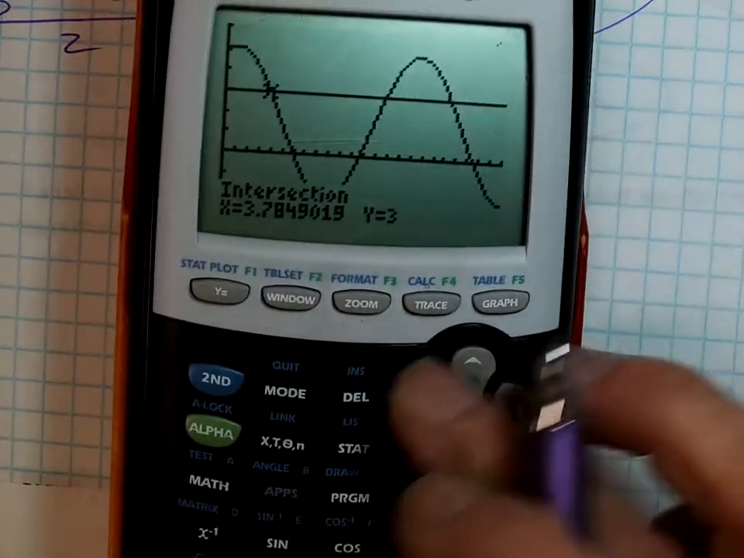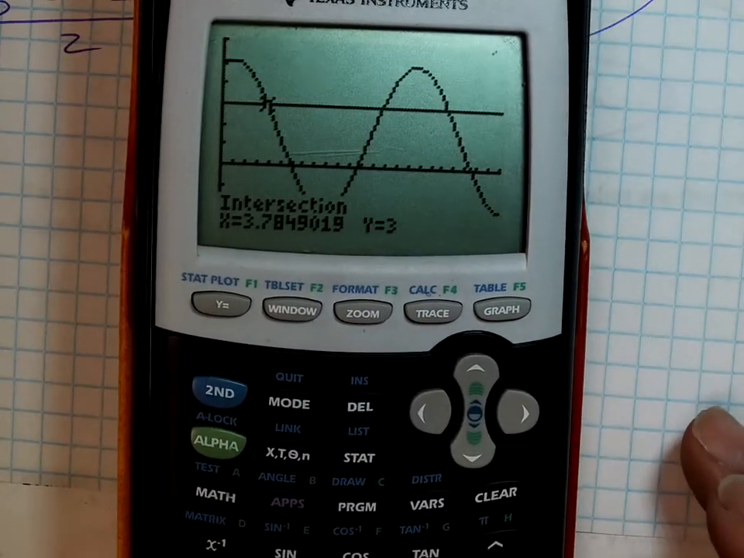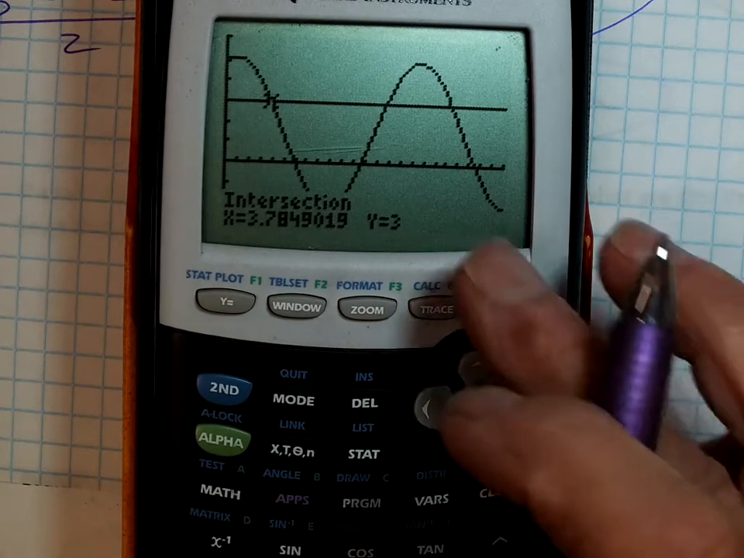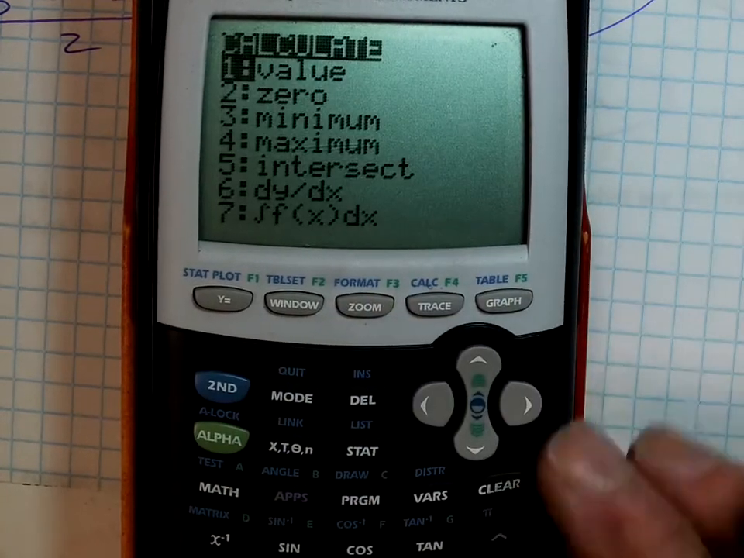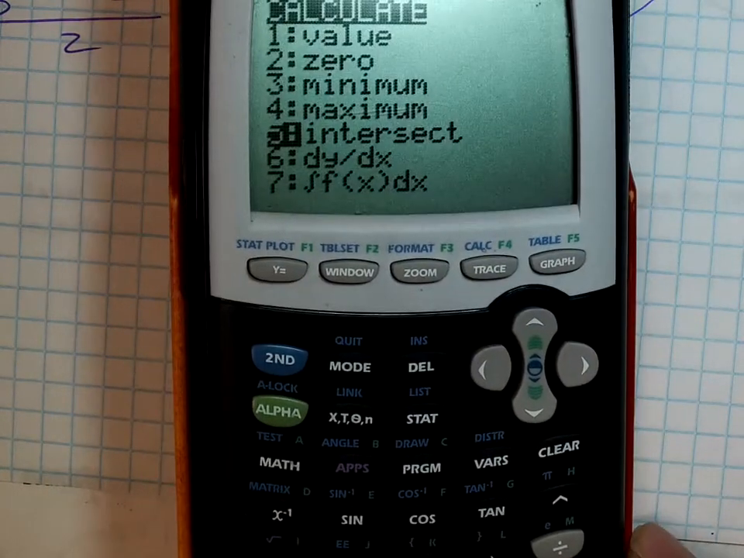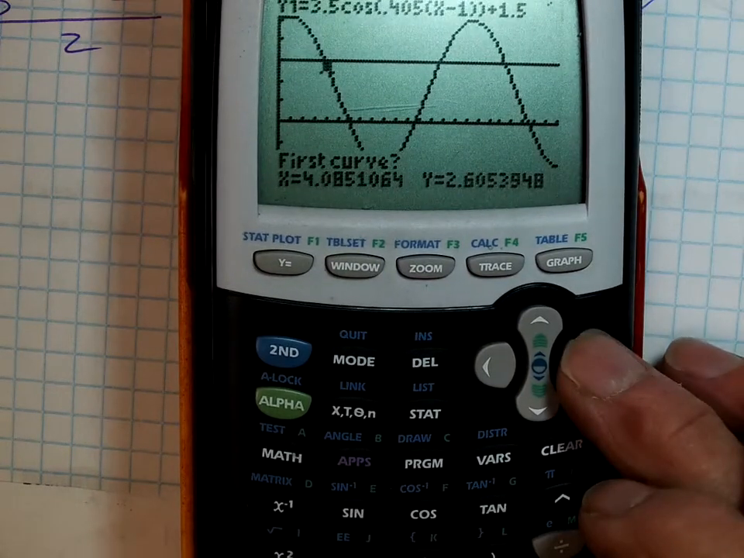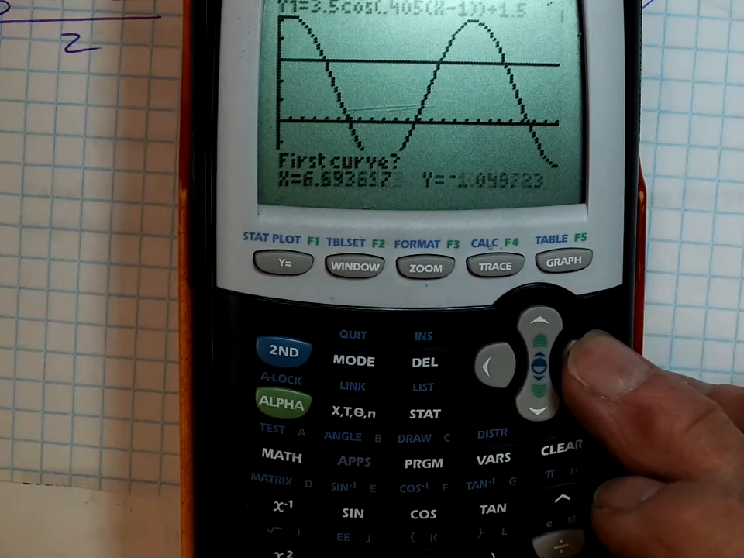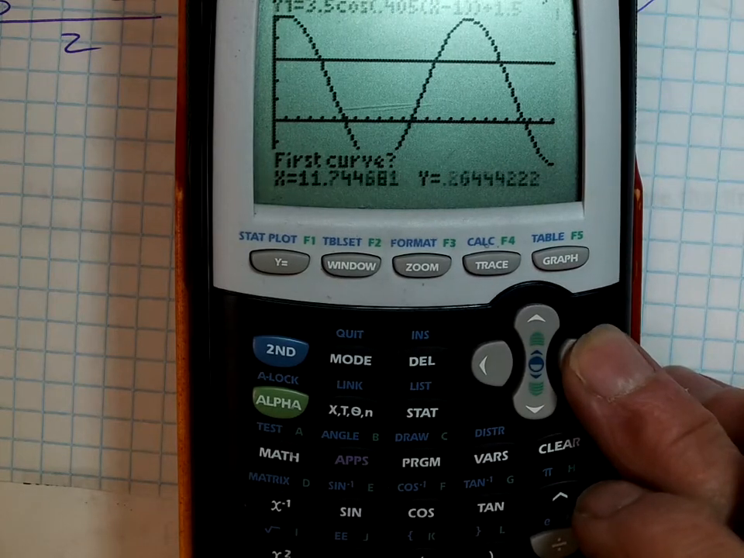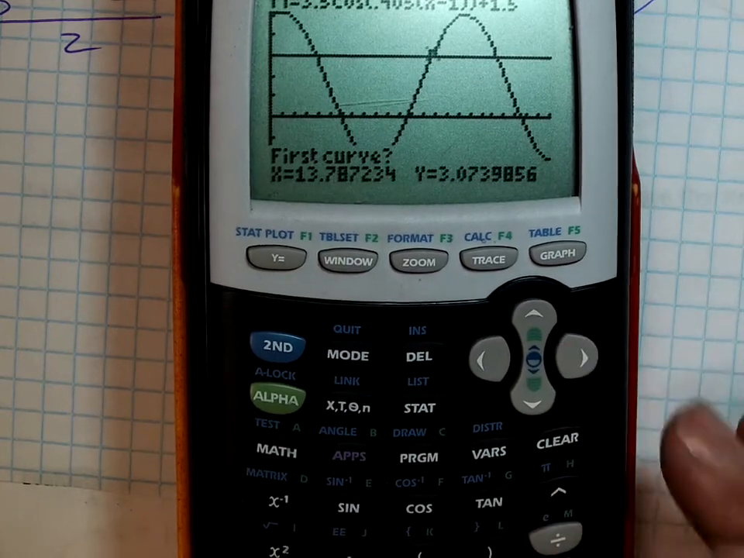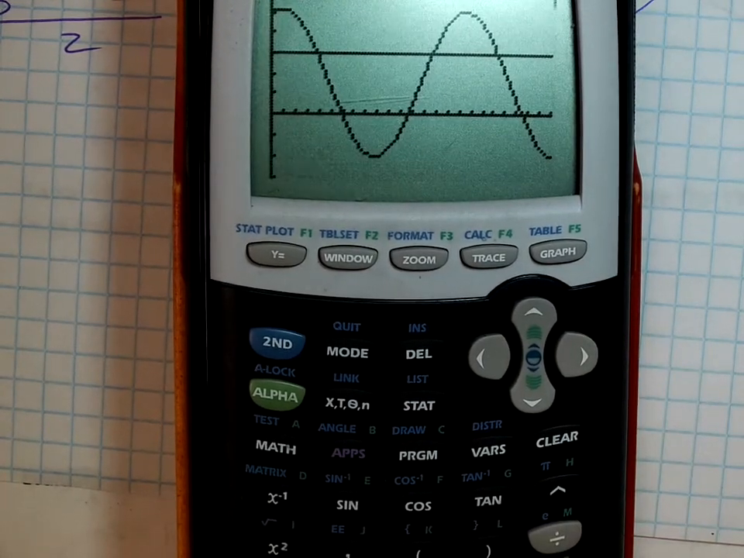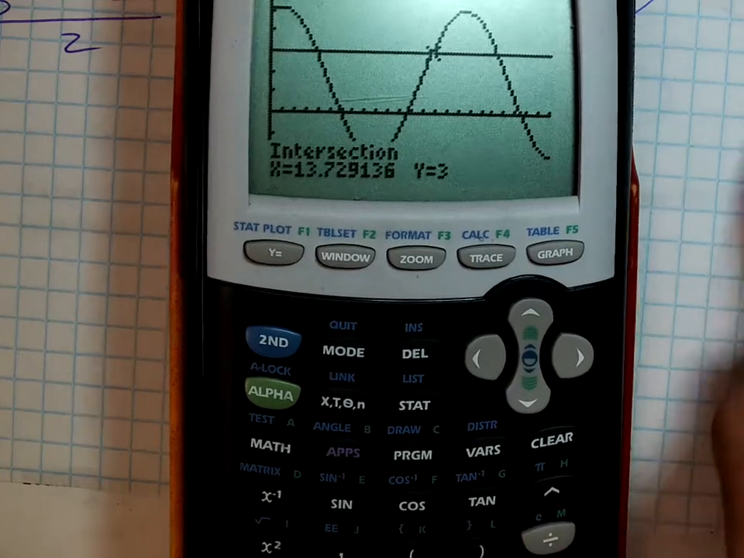And watch, Zoe. Wait, but where do we put it on the line? Okay, watch. I'm going to do the other one. Second, calculate. Intersect. Am I going too fast? No, no, we're good. Enter. So I'm going to put it right by the point where they intersect. Back and forth arrow, not up and down. Where do they intersect? Well, they intersect right about there, don't they? First curve, enter. Second curve, right about there, enter. Guess. I don't need to guess. So it tells me about 13.7.